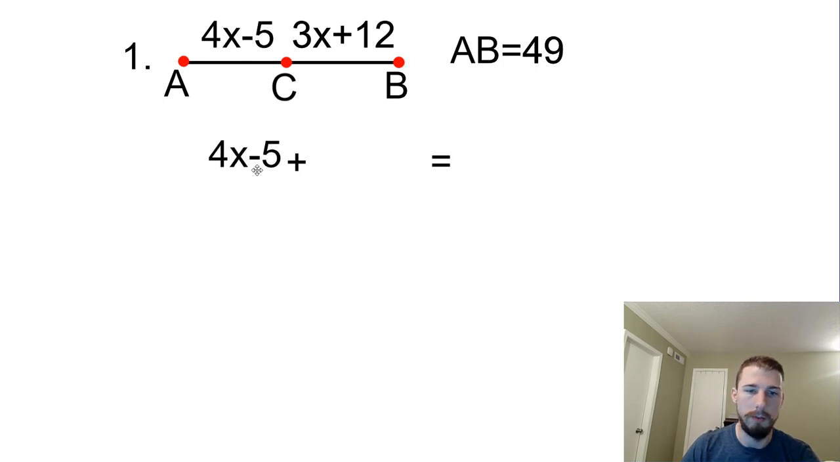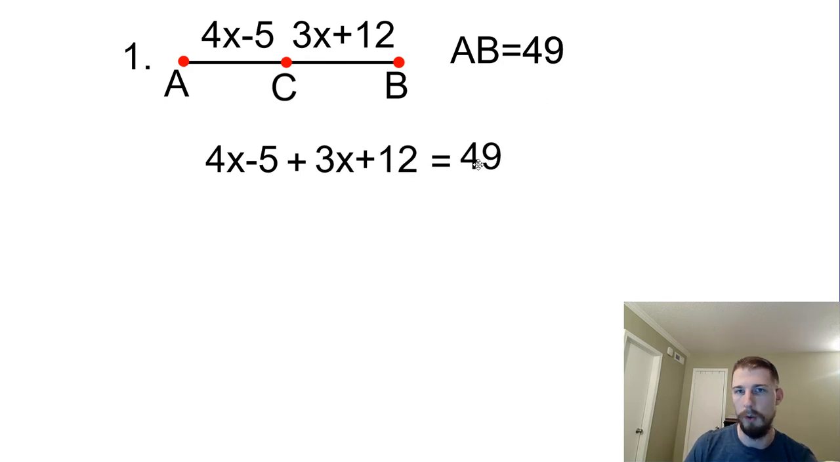In this case, that would be 4x minus 5 plus 3x plus 12 is all going to add up to the whole thing, which they said was 49. I'm not going to go ahead and solve the problem, but from there we would combine our like terms, right? So 7x plus 7 is equal to 49, and we subtract 7 from both sides, divide by 7, and we'd end up with x is equal to 6. Well, I said I wasn't going to solve it, but that's how you do it.